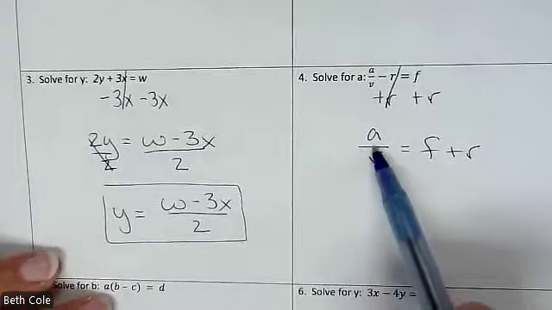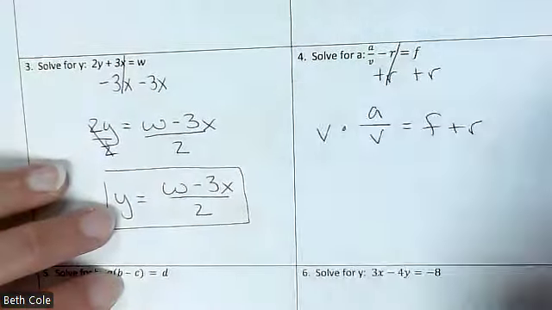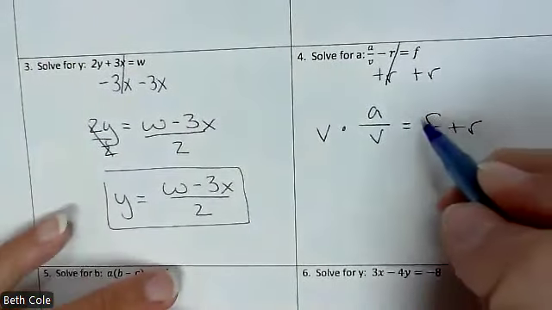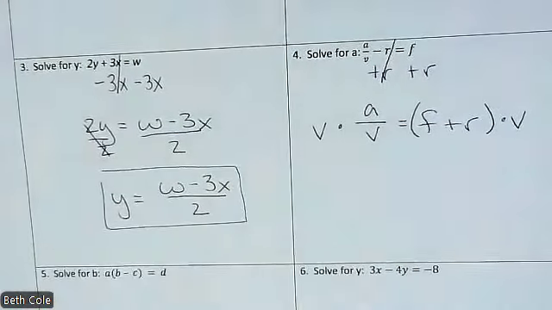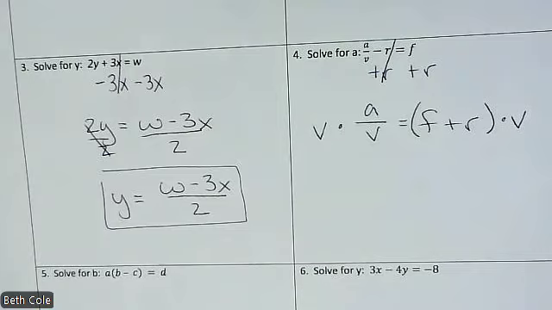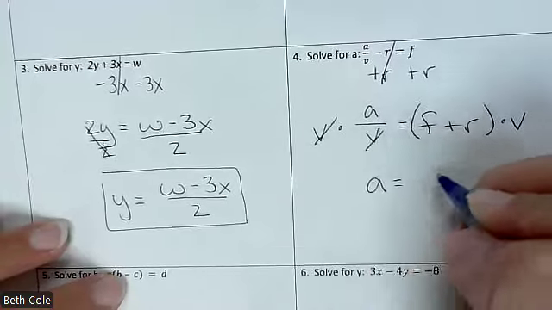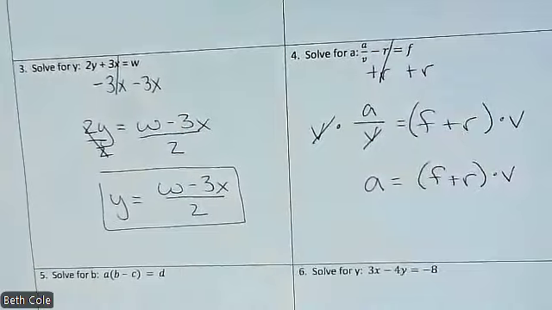All right, now wait, which variable were we trying to get alone? A. A is being divided by v. So we want to multiply both sides by v. Now look, you have to multiply v to this entire thing. So give it a hug, meaning parentheses. I always say give it a hug when you put parentheses. Because if you don't put the parentheses, you haven't multiplied it to the entire thing. So A equals f plus r times v.